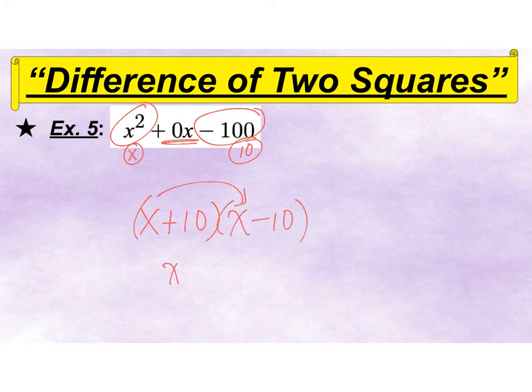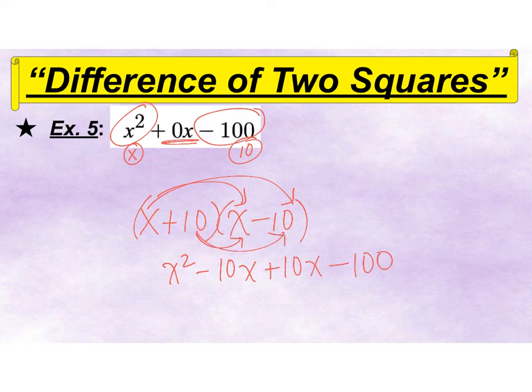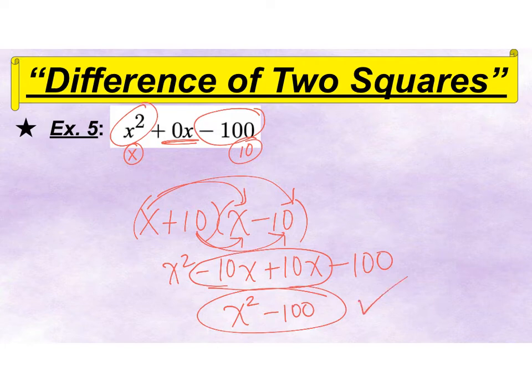So x times x is x squared. X times negative 10 is negative 10x. 10 times x is a positive 10x. And 10 times negative 10 is negative 100. Notice these middle terms will go to 0, and I end up with x squared minus 100. So it works. This is fully factored.